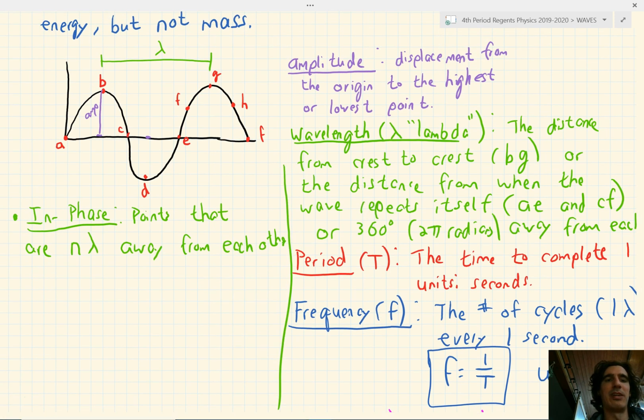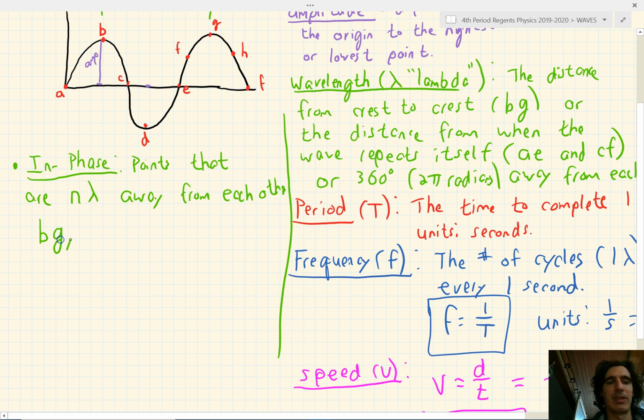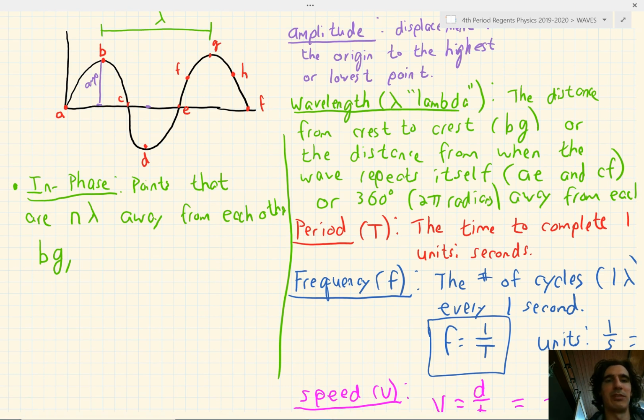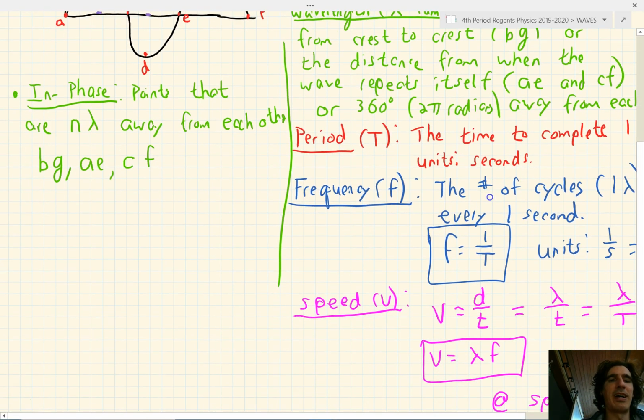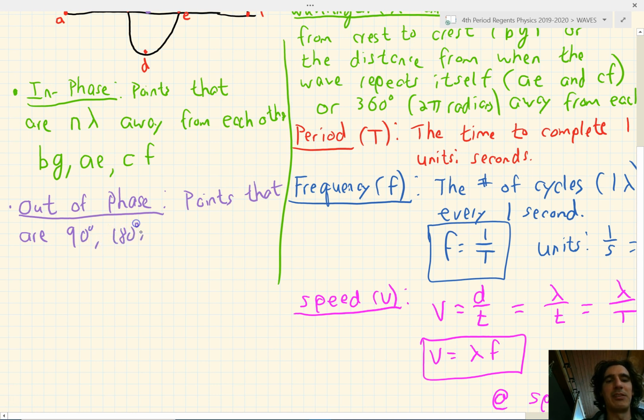So if we look at our sine wave, we know our wavelength is BG, so those are one wavelength away from each other. In this case, all of our options are only one wavelength, so they're all of our points that we define as our wavelength. So BG, AE, or CF. And the other end of the spectrum is points that are out of phase with each other. So that means they're anything but one wavelength away from each other. So we can say points that are, we could use any points, but we're going to use 90 degrees, 180 degrees, or 270 degrees away from each other.